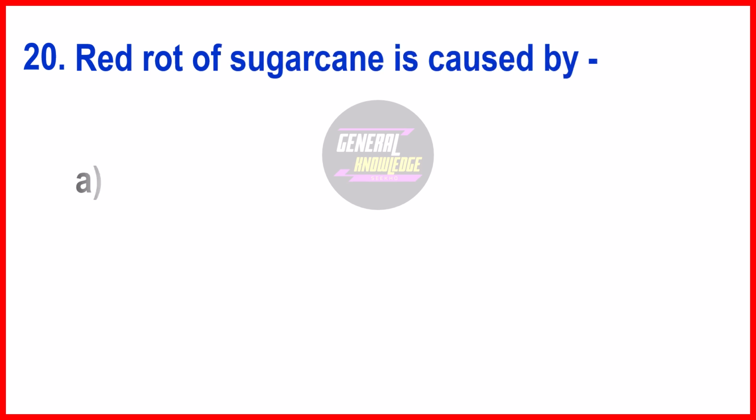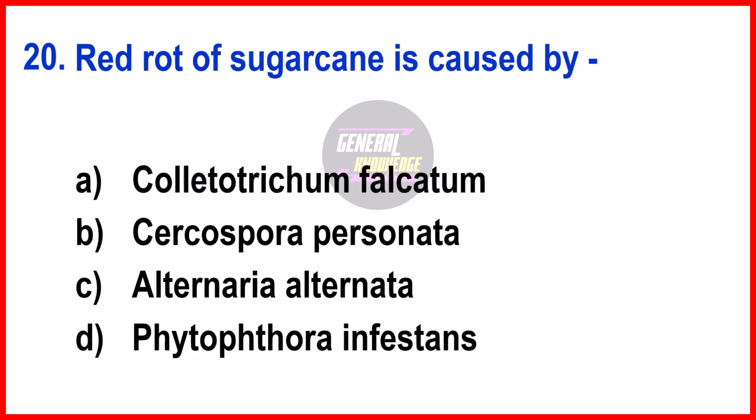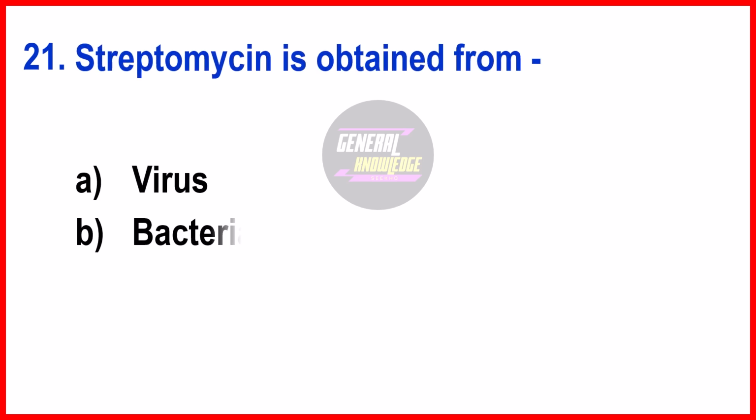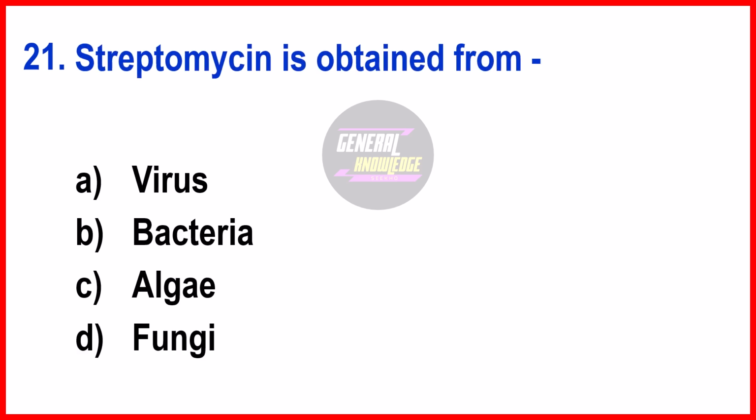Red rot of sugarcane is caused by. The right answer is option A, Colletotrichum falcatum. This fungus infects the sugarcane plant's stalk, causing symptoms such as reddish-brown streaks, white patches, and a distinct red discoloration inside the stalk. Streptomycin is obtained from, the right answer is option B, bacteria.